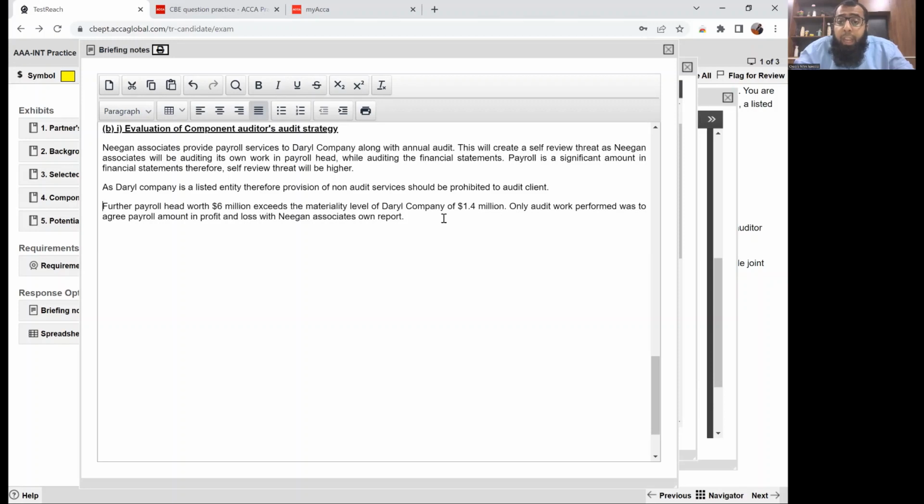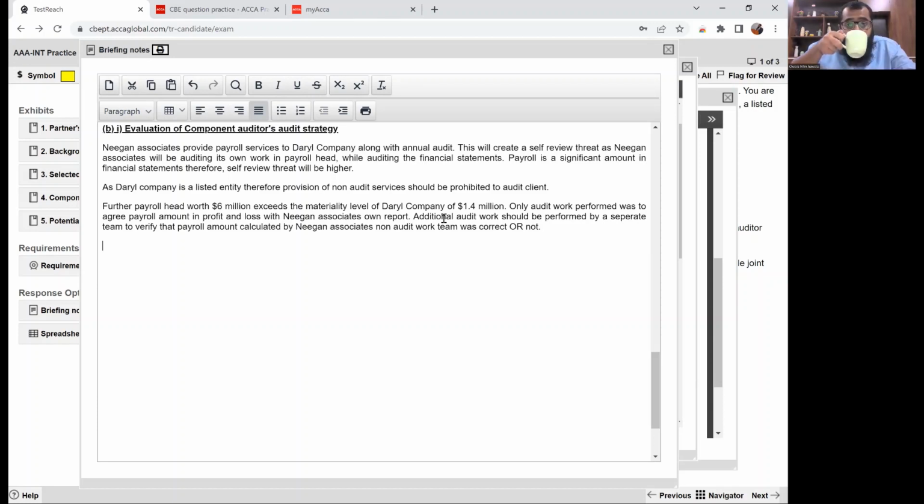Additional audit work should be performed by a separate team to verify whether the payroll amount calculated by Negan Associates' non-audit work team was correct or not. At least you should use a separate team to check it. You should perform some further procedures. I will repeat it again.